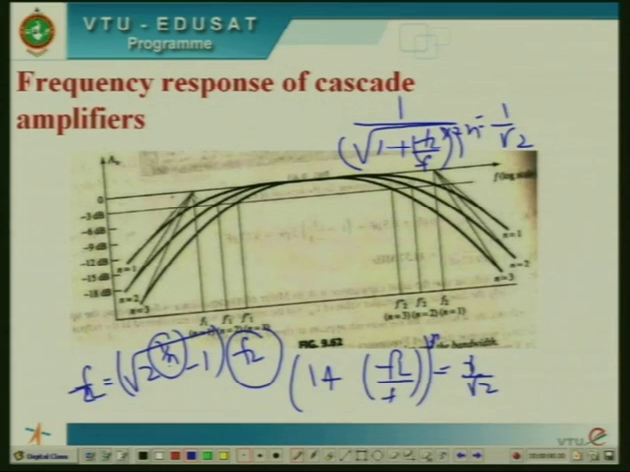For n equal to 1, you get this value, n equal to 2, the corresponding frequency response, and n equal to 3, this is the corresponding one. When you consider the overall frequency response of all these stages, n equal to 1, 2, 3, then the frequency response of this amplifier stage is at this point, where the lower cutoff frequency becomes this.